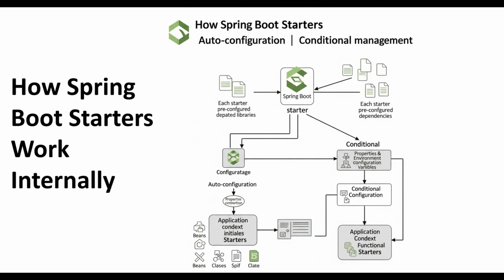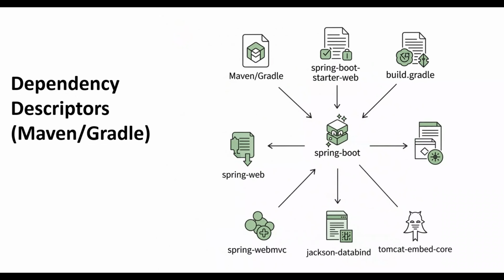Now let's look at how Spring starter works internally. The magic lies in the combination of the Spring core features and also the Spring Boot auto configuration mechanism. Now if you look at this, you have this dependency descriptor. When you add this starter, like the web, in your pom.xml, your build tool is going to automatically take care of the dependencies, the transitive dependencies, etc.